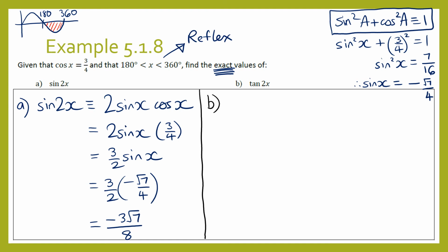In part B, I'd like you to have a go before you watch my solution. Get tan 2x, remember what we've already worked out. Have a go finding tan 2x.